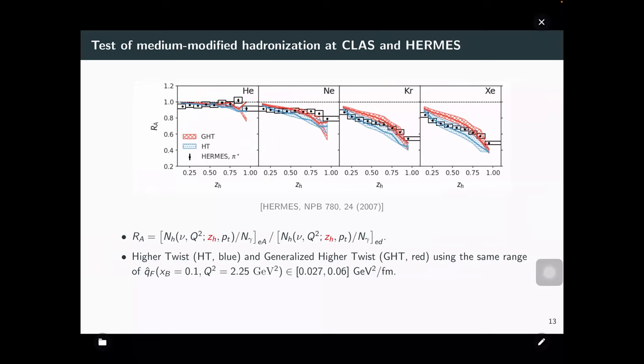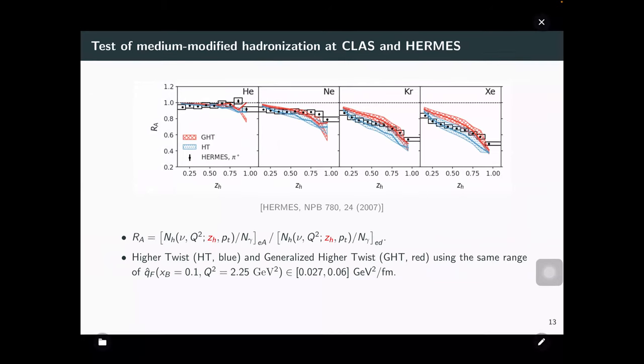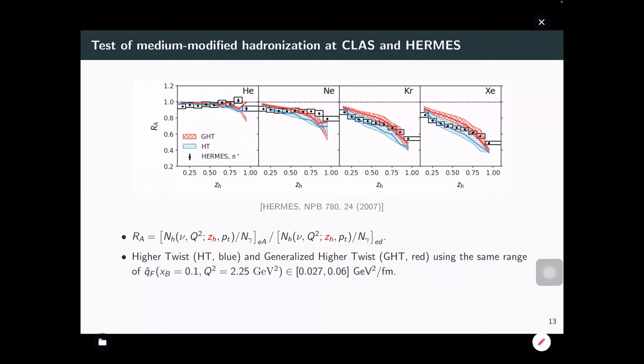And then with the same parameters, you can move to HERMES energy, which has slightly higher incident lepton energy than the CLAS experiment. Again, you see a good description of the evolution of the system size. But as you can see, the differences between these two approximations start to diverge a little bit.